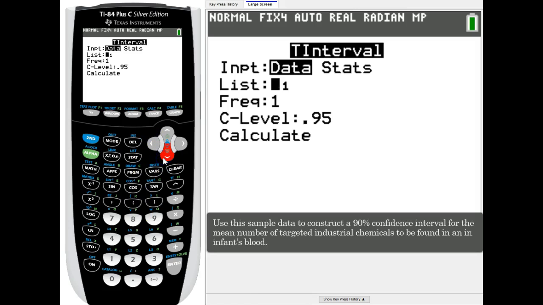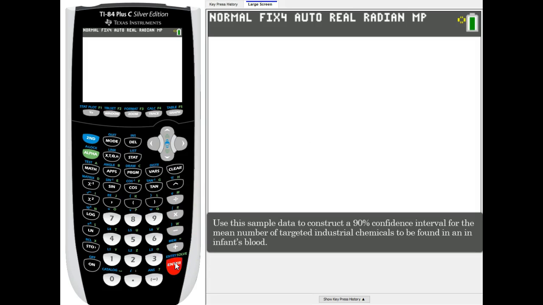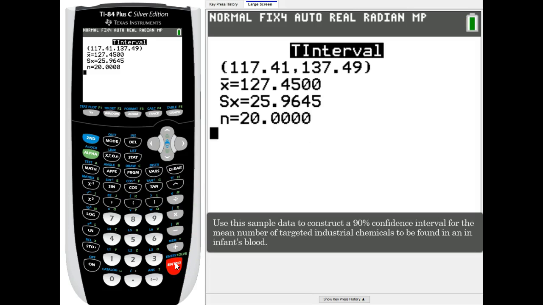So my list is in L1, the frequency is 1, but my confidence level, I want a 90% confidence, so 0.90, and I'm going to calculate it. My interval is 117.41 to 137.49, and that is with a 90% confidence level.